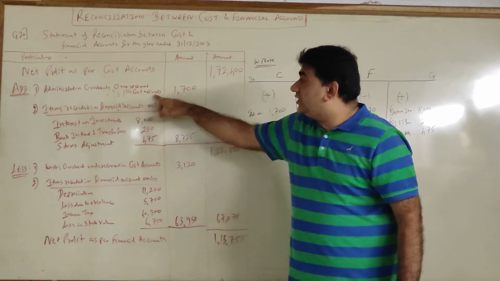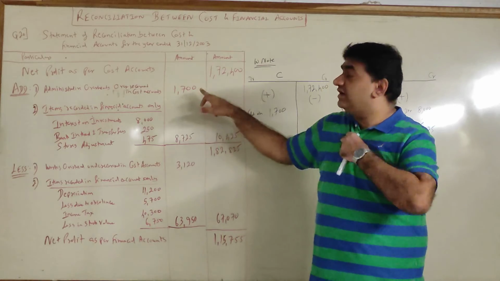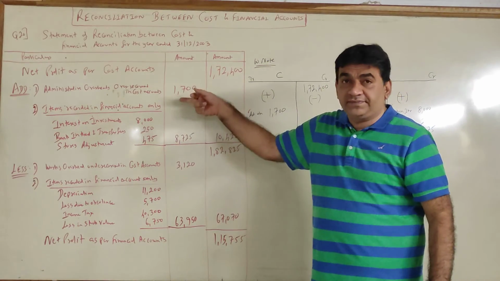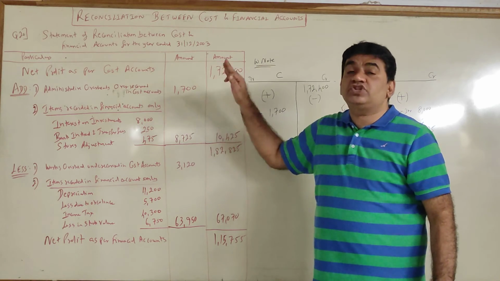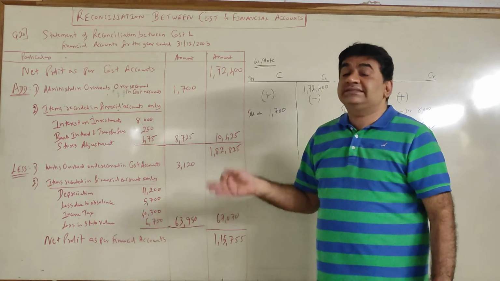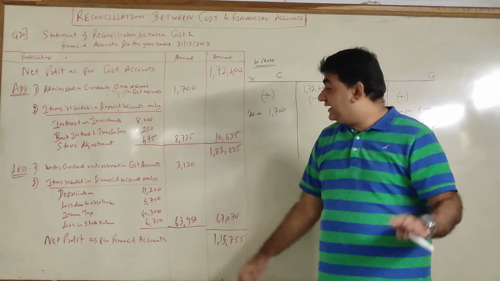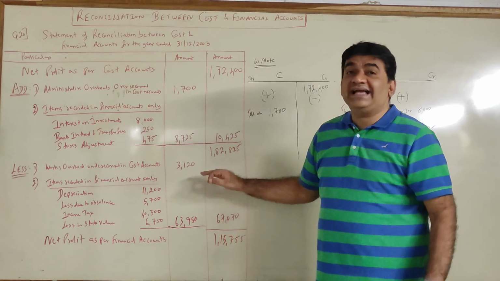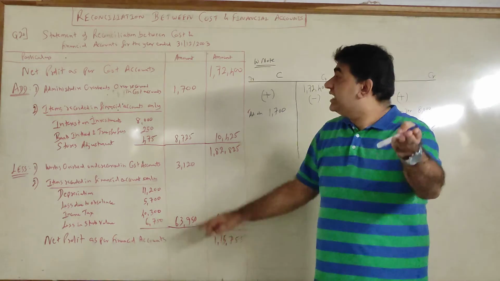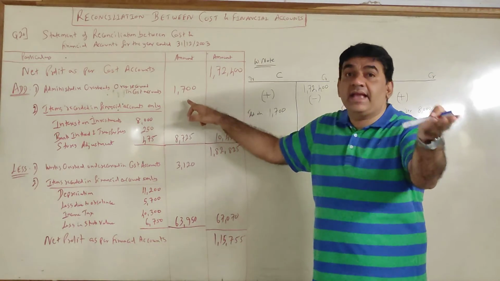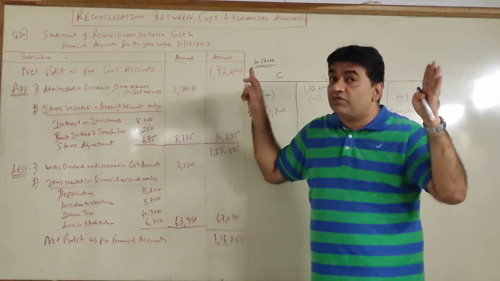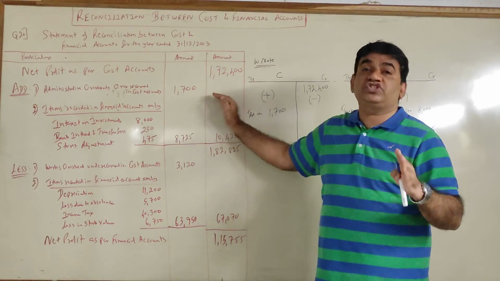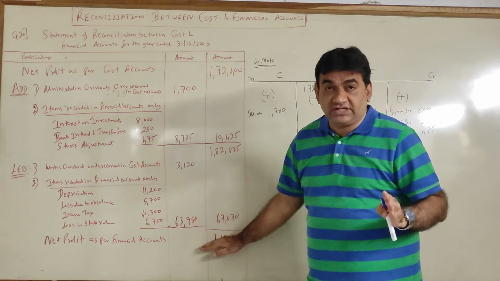Over recovered in cost accounts. Over recovered in cost account, that means my expense in cost account is more. That means what? My profit as compared to finance will be different. So what I have to do? I have to match my cost accounts with my financial accounts.